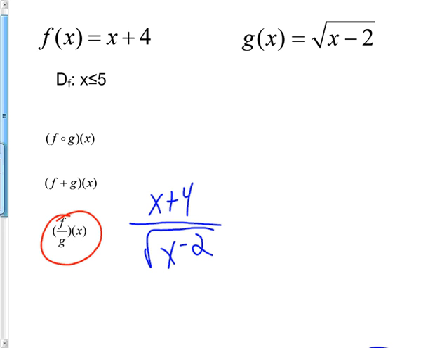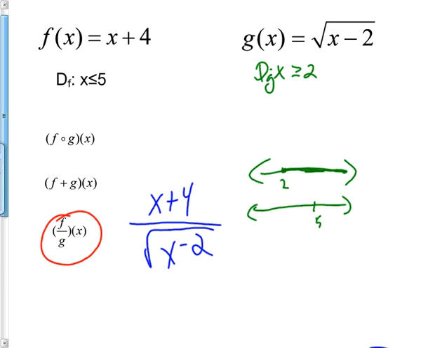Well, for these, you just overlap them, right? So this one, the domain of g, was that x had to be greater than or equal to 2. Okay. So then here's 2. Here's 5. Well, they overlap. So 2 to 5.